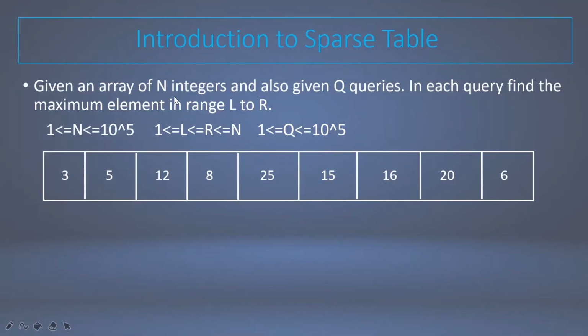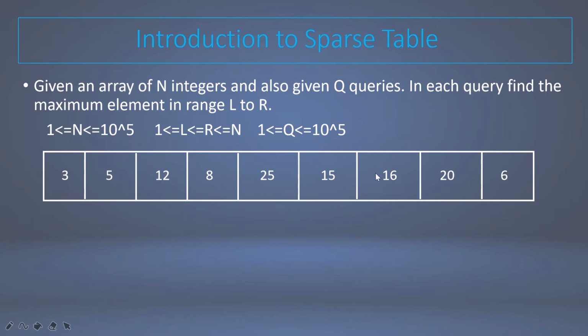Given an array of n integers and you are also given q queries. In each query you have to find the maximum element in range from L to R. N can be up to 10 to the power 5 and L and R must be inside 1 to N. Q is also in the range of 10 to the power 5.